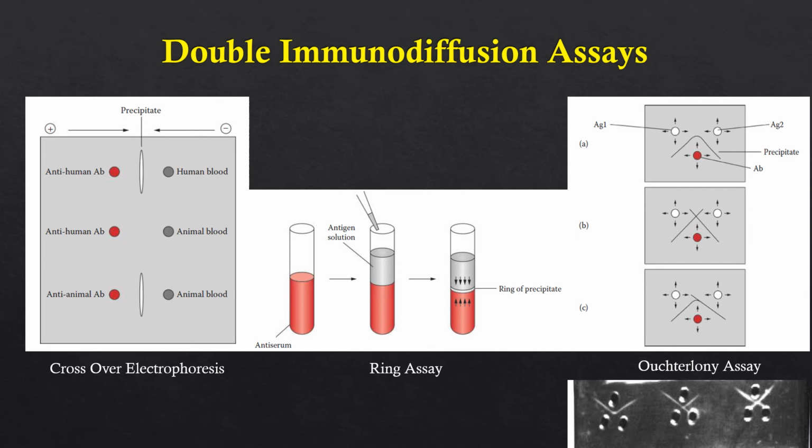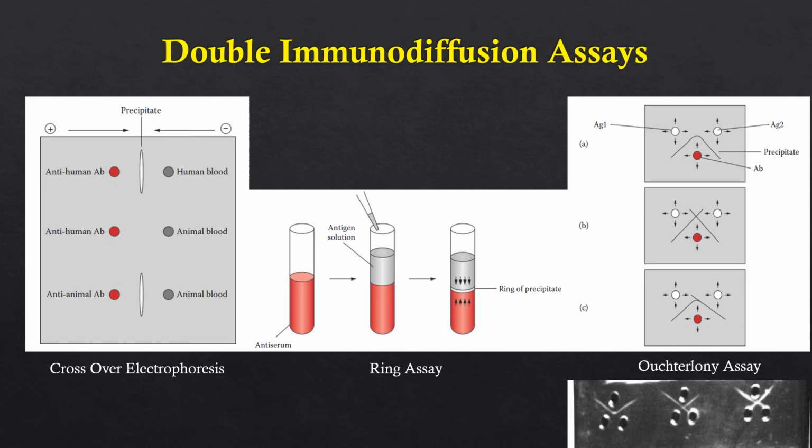take antibody or anti-serum, both are the same, in a test tube, and in the other layer you are going to take the antigen solution. From human you can take, or from animal you can take. If a precipitate is formed, that indicates human blood. If the anti-serum is anti-human antibody, then if a ring of precipitate is formed, the antigens belong to the human. Simple concept. Okay, then you can see this particular test, the Ouchterlony test.